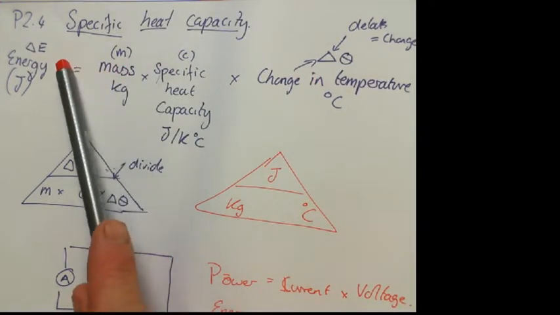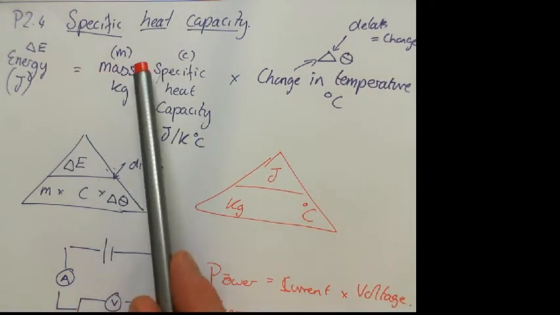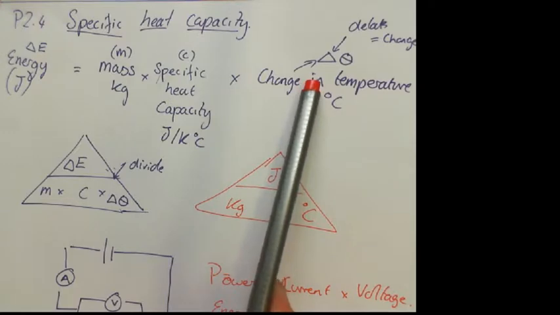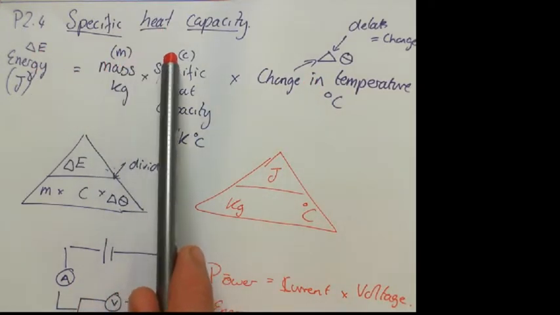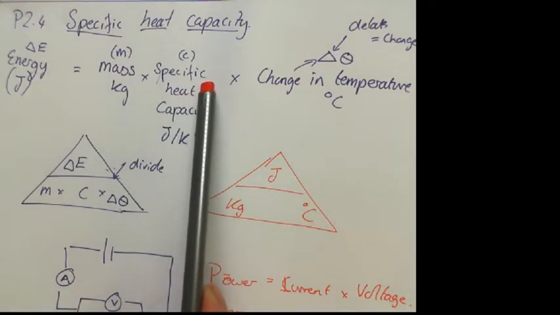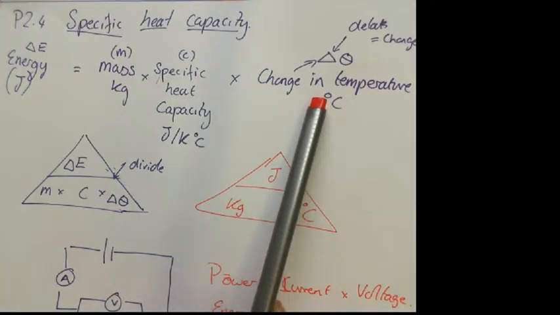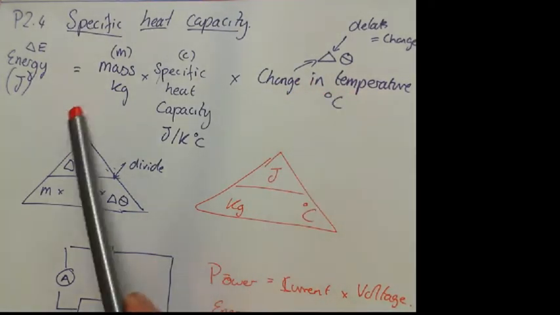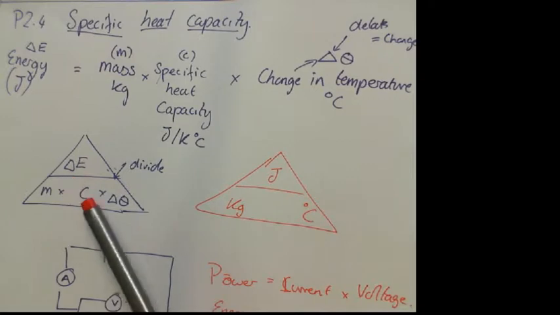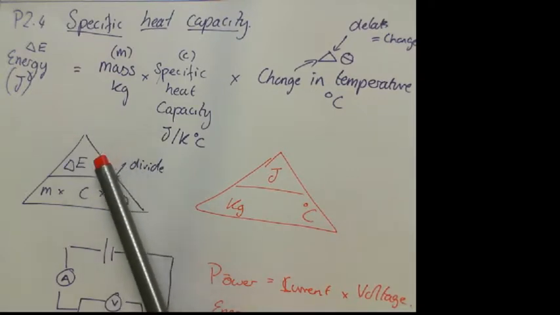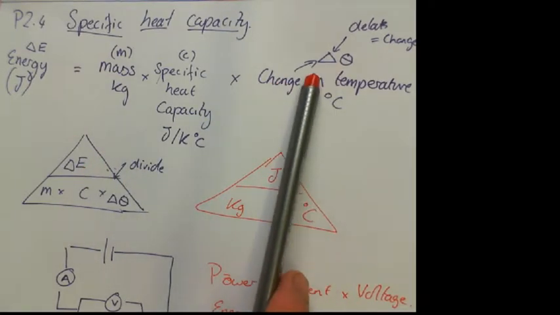If you increase the amount of energy though for the same amount of mass, the temperature is going to go up by more. If you try and heat a substance that's harder to heat up, with a higher specific heat capacity, then the temperature isn't going to go up by as much either. And we can put that into the triangle here. And delta just means change. So this triangle just means change.